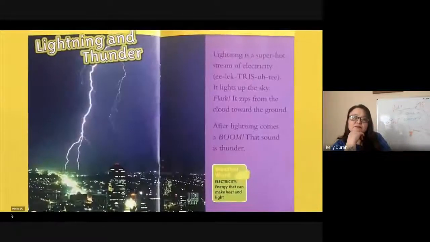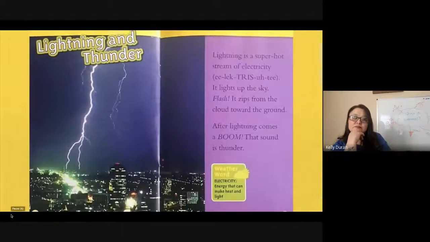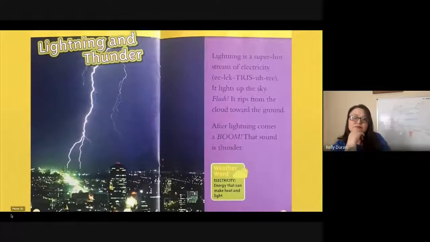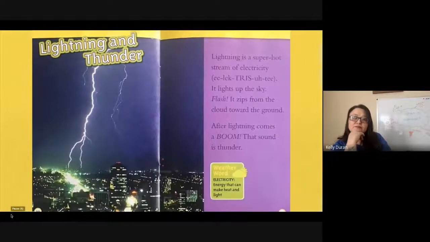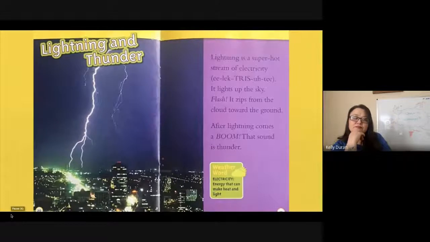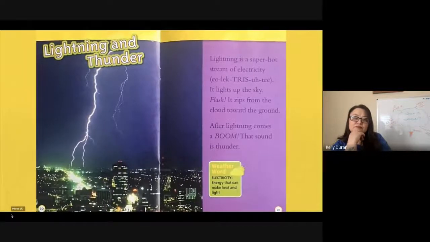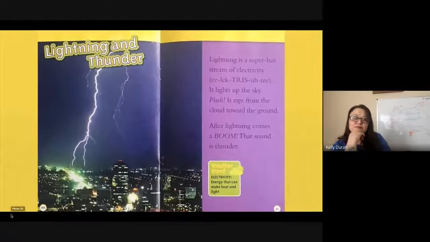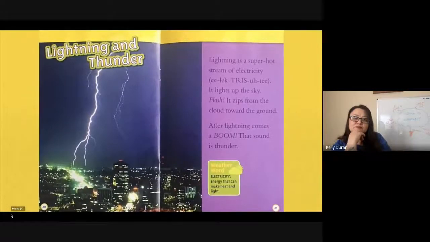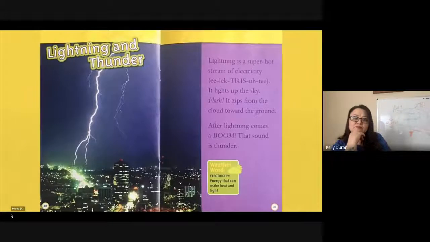Lightning and thunder. Lightning is a super hot stream of electricity. It lights up the sky. Flash, it zips from the cloud toward the ground. After lightning comes a boom. That sound is thunder. Weather word, electricity, energy that can make heat and light.